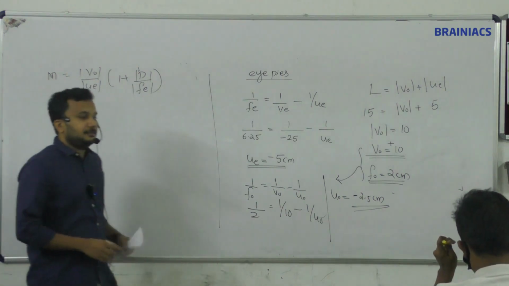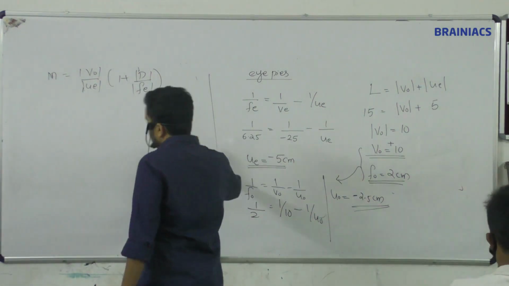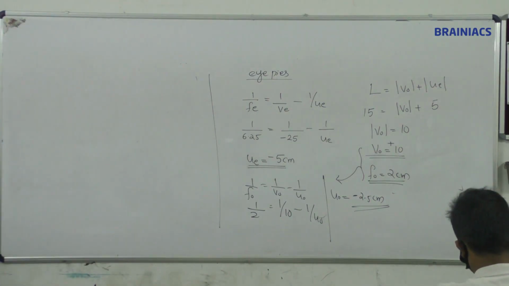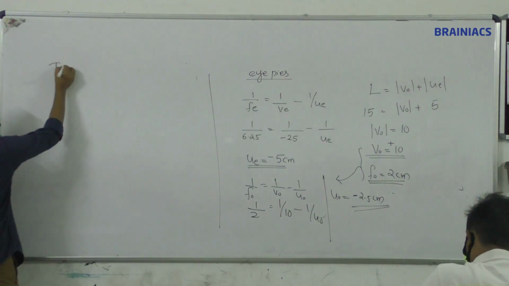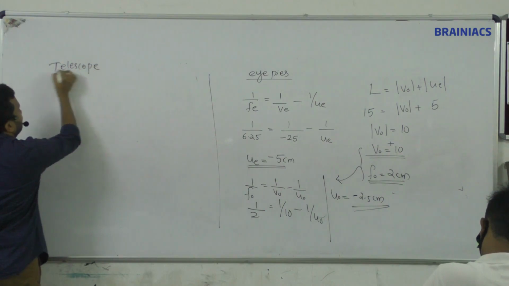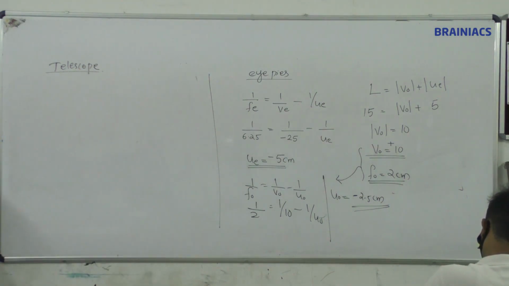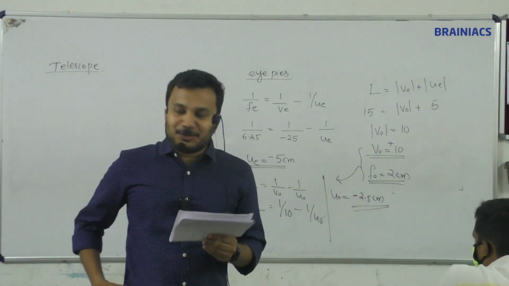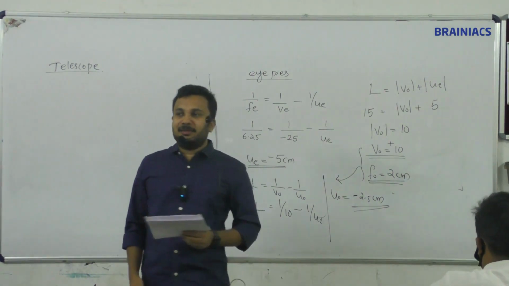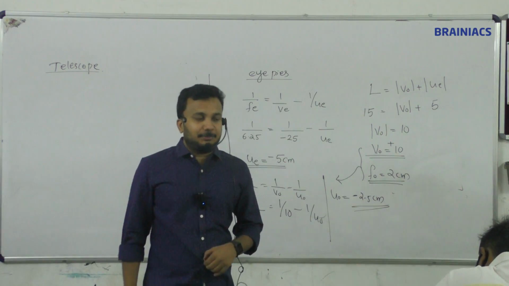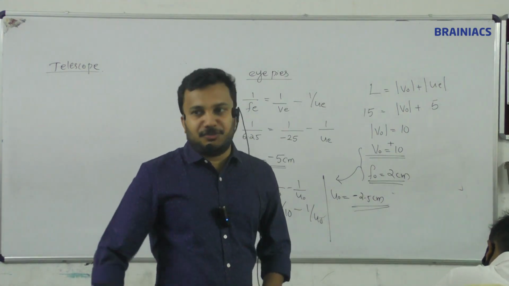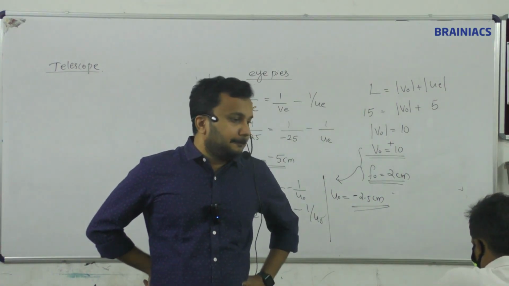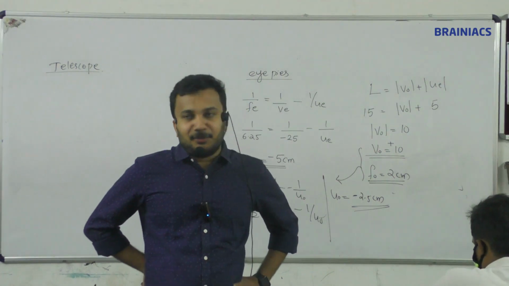Telescope is a device. Write the next heading: Telescope. You have already seen a telescope in your life, right? From where? Telescope is a device used to look at distant objects like stars and planets. At least you've seen a telescope in your life. Okay, I'll ask one question.